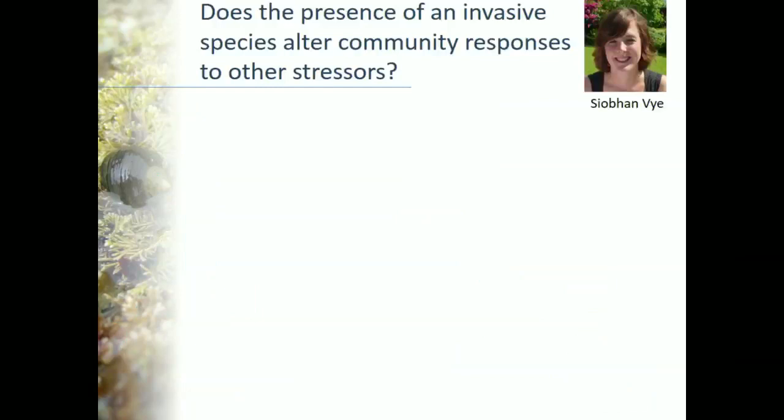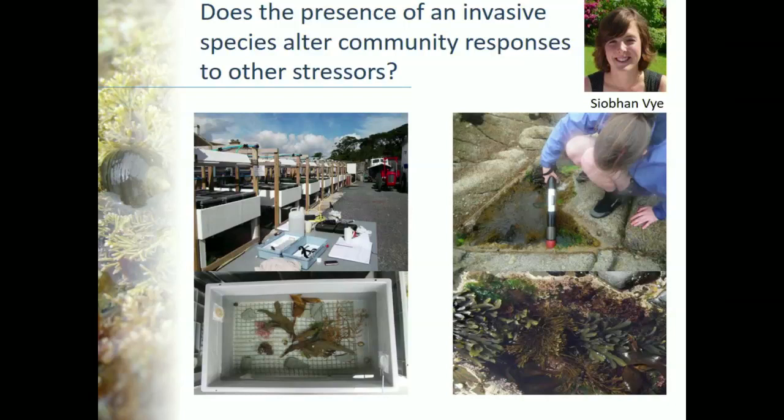So student number two, Siobhan Vai, was interested in asking this question: does the presence of an invasive species alter community responses to other stressors? So she was trying to put it all together. We did this in rock pools, and we created rock pools. We did stuff out in the field. These are using the mesocosms. We created them based on the relative abundance of what's actually out on the shore a few meters away.